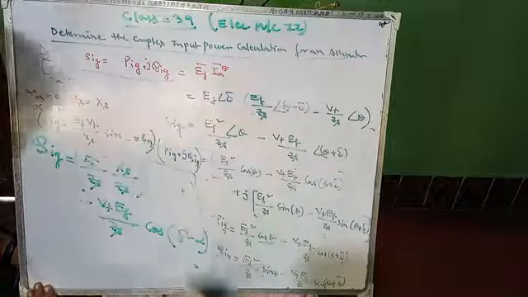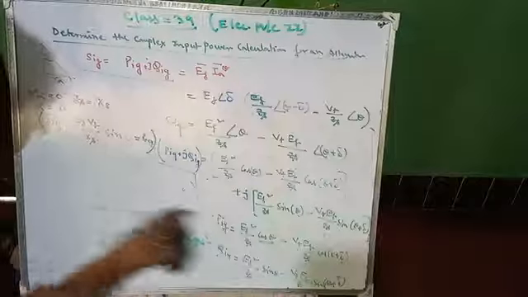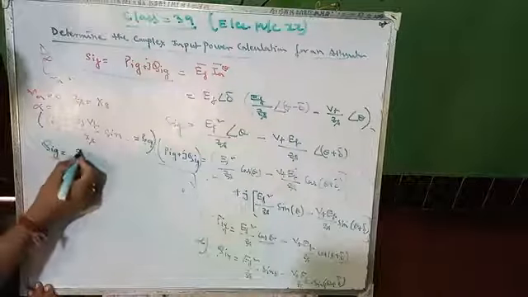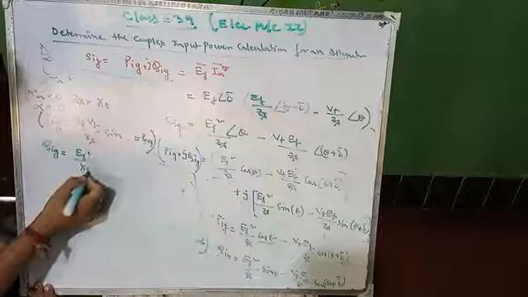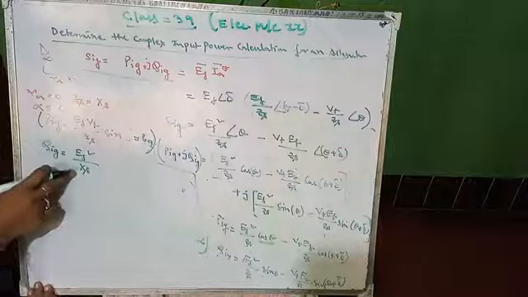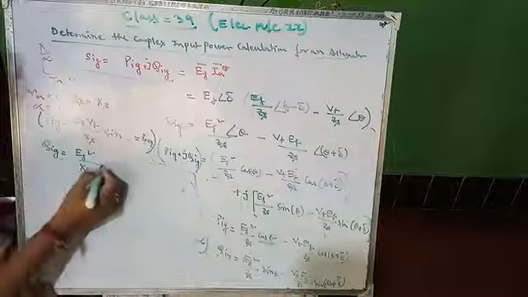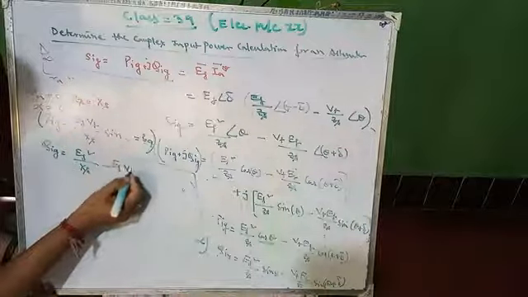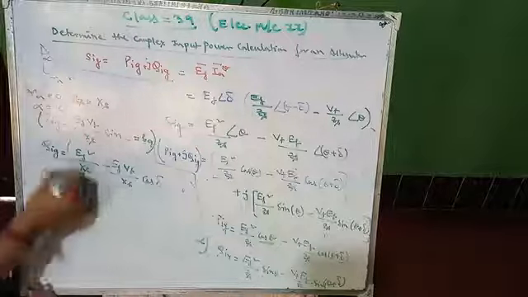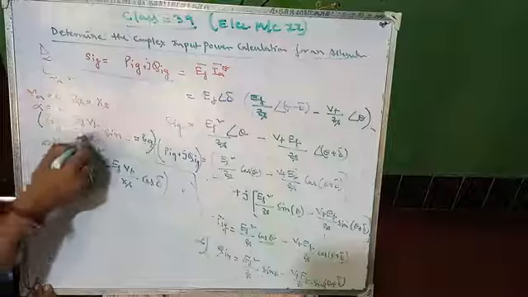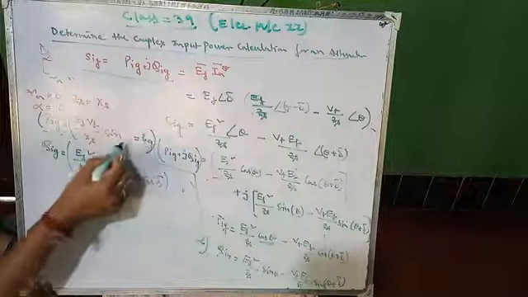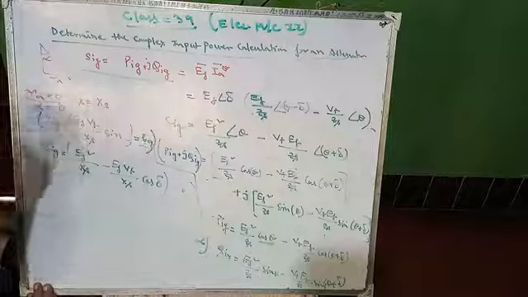So similarly, QIG equals what? QIG equals EF square by XS, right? Because ZS becomes XS now. ZS becomes XS here. So minus EF VT by XS, it will be cos del. Okay, so QIG and PIG will look like this. And PIG will be equal to POG when RA equals 0.